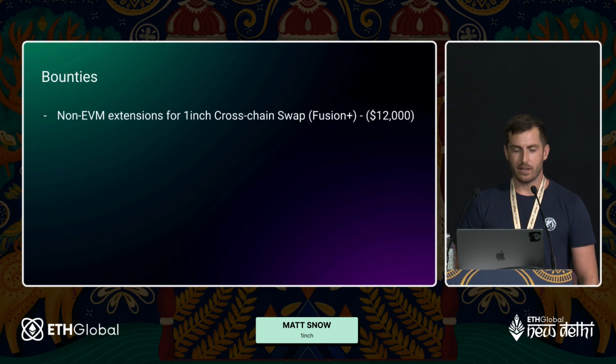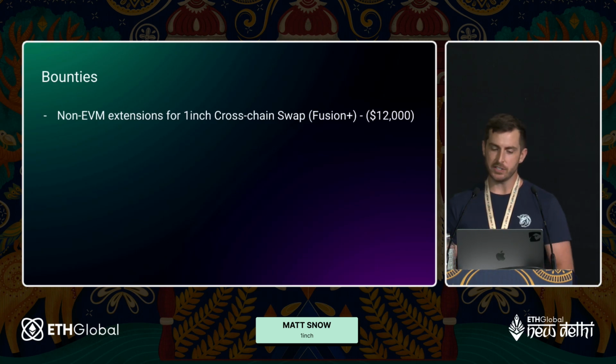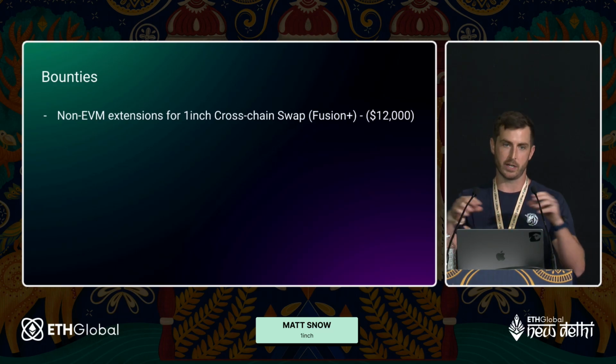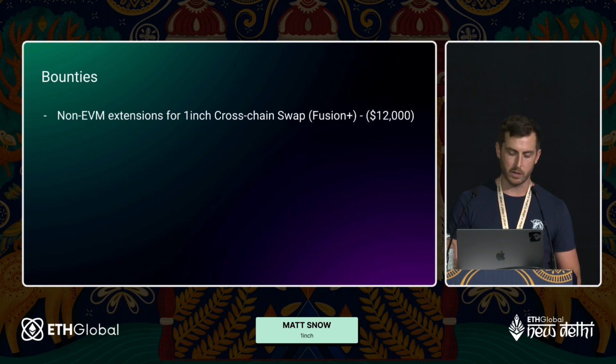Our bounties: the first is the non-EVM extensions for cross-chain swap. This is $12,000, our largest bounty. We're basically looking for any implementation of Fusion Plus on a list of non-EVM chains. If you go to our bounty page, you can see a full list of what we're looking for. We basically need you to create 2 escrow contracts, one on an EVM chain that we support, and one on any non-EVM chain. And we need to actually see a physical transaction of the funds being deposited into the escrows and withdrawn, with a link to the block explorer.